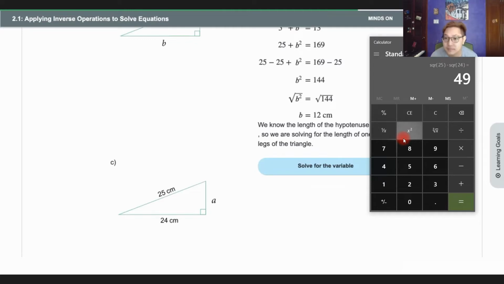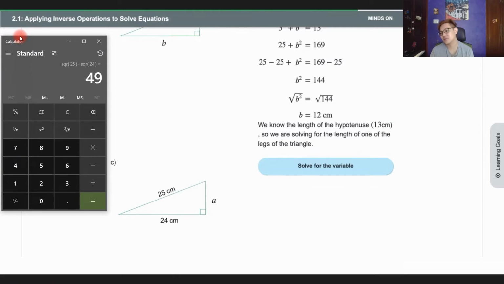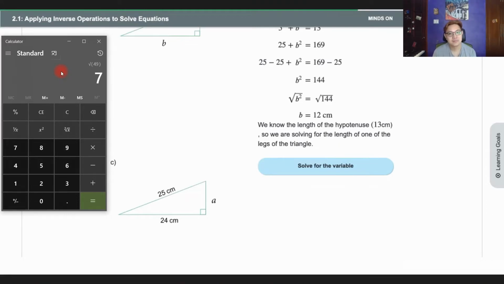Which is equal to 49. And then you have to take the square root of that. The square root of 49 is 7. Exactly, 7 centimeters. So a equals 7. Very good.